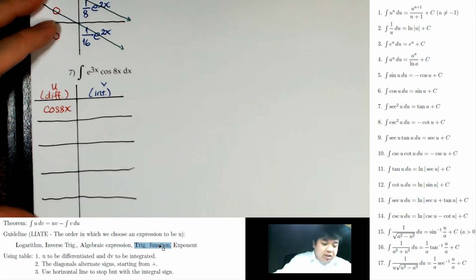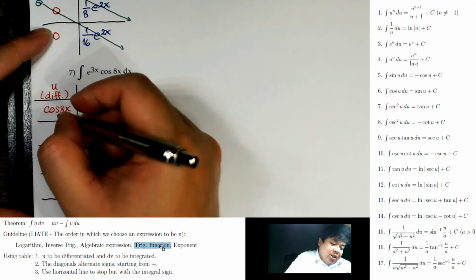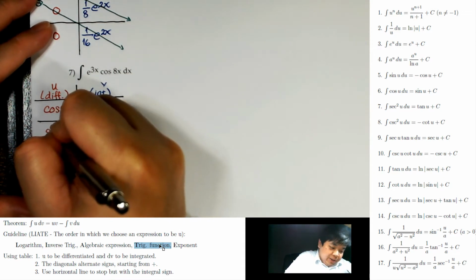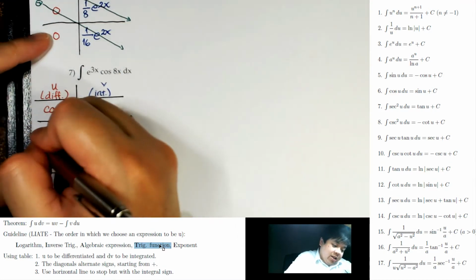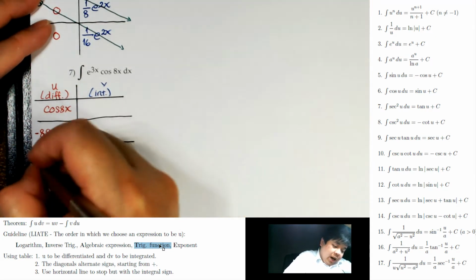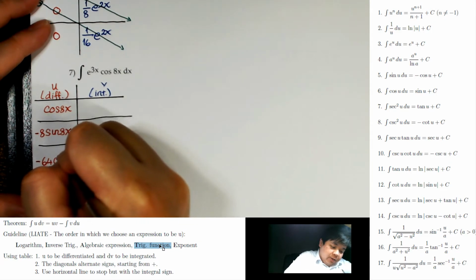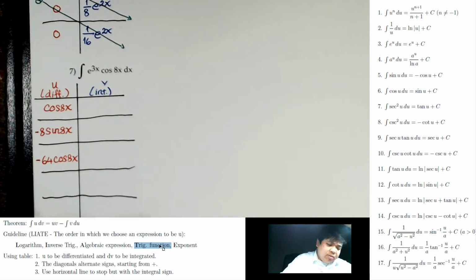So the derivative of cosine ax is going to be, the derivative of cosine is negative sine. But then the derivative of ax is a, so we have negative a sine ax. The derivative of that is negative a squared cosine ax, multiplying by another a. That's good enough.